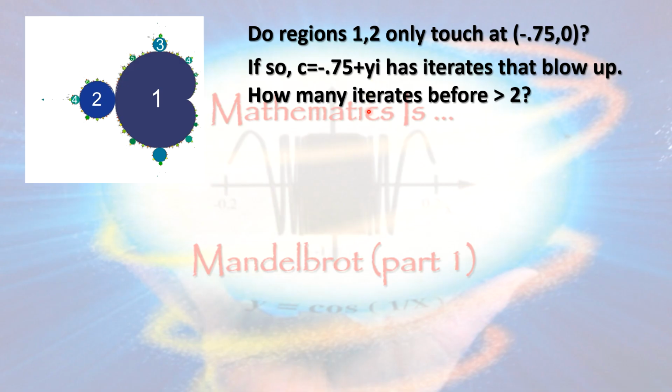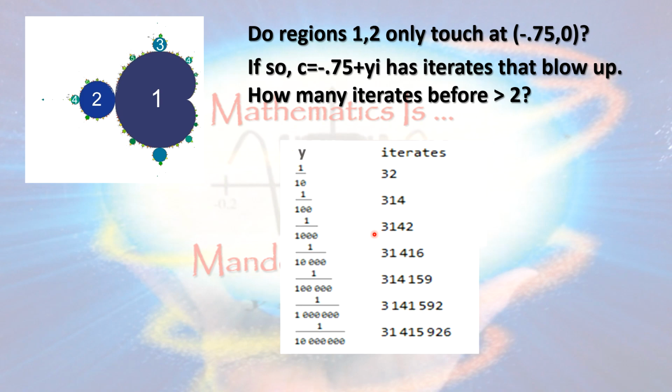When we use y equals 1/10, it takes 32 iterates to pass 2. When y is 1/100, it takes 314 iterates. When y is 1/1,000, it takes 3,142 iterates. Do you see a pattern to this? Well, here's some more data for you.